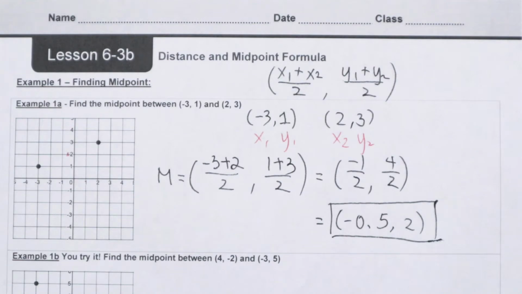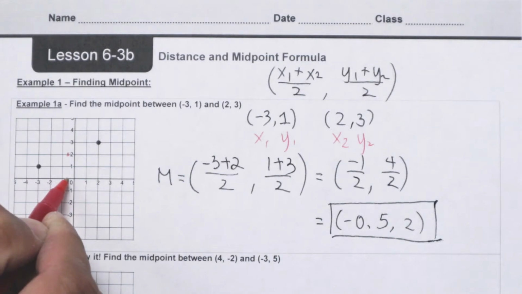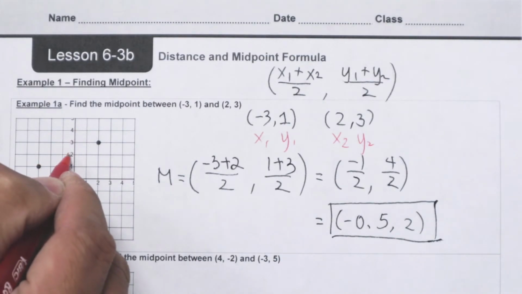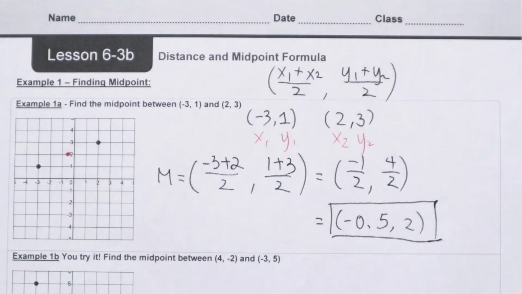Let's actually plot that to verify. -0.5 would be right here, between 0 and -1, and then comma 2, you just go up 2 units, and then I plot it. Hey, that looks like the middle between this dot and this dot. It makes sense, so therefore I know that my answer is correct.